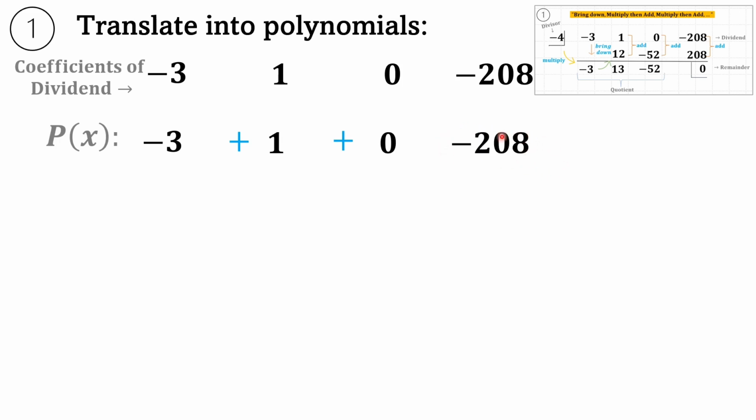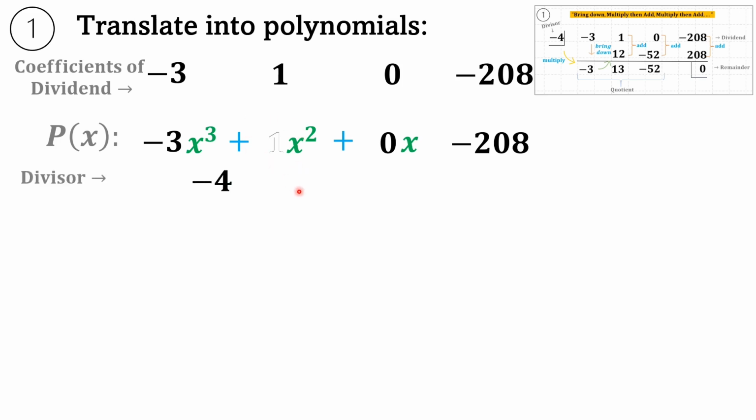Then in increasing order. So this is 0, then 1, write the variable, then 2, then 3. So therefore, the degree of P of x is cube, or power of 3. Now normally we don't need to write 1 if the coefficient is 1.